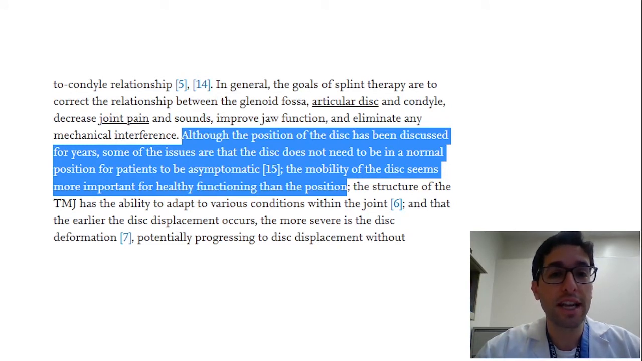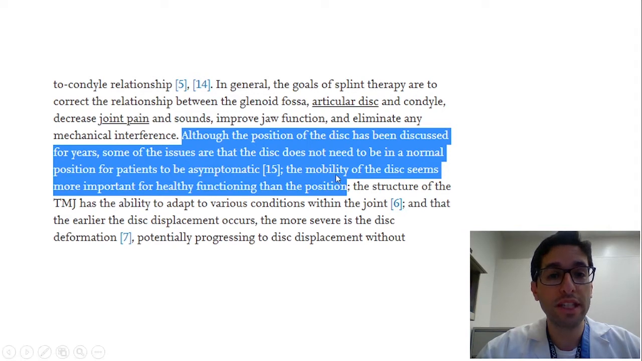Although the position of the disc has been discussed for years, one of the issues is that the disc does not need to be in a normal position for patients to be asymptomatic. So that's an important point, right? We know that patients can have an abnormally positioned disc and they still could be asymptomatic. So it shows that it's not particular to the disc position that they have symptoms.